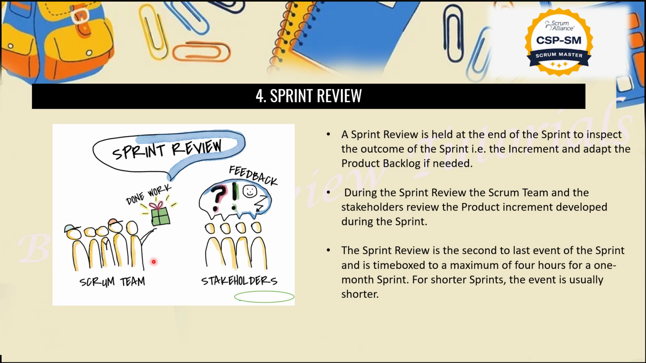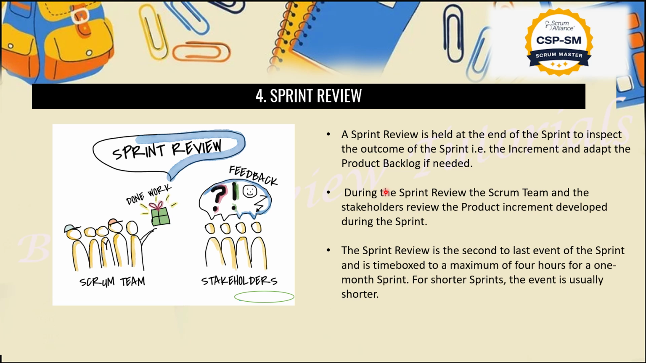In the sprint review, the Scrum team will say, here we go, the sprint is completed, and the stakeholders will share feedback if they have anything. If they find, oh, this is not good, there should be some changes, XYZ, everything will be discussed there. In this way the sprint review meeting will be conducted.